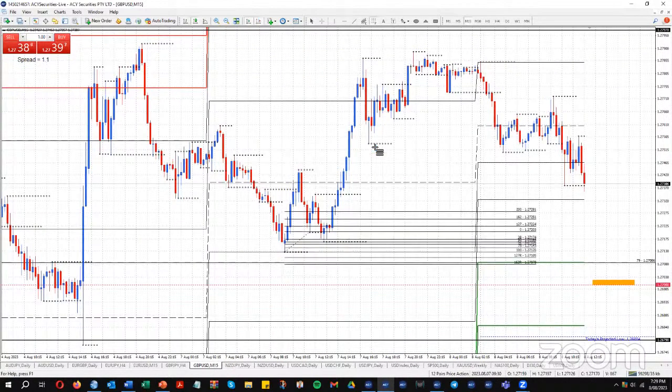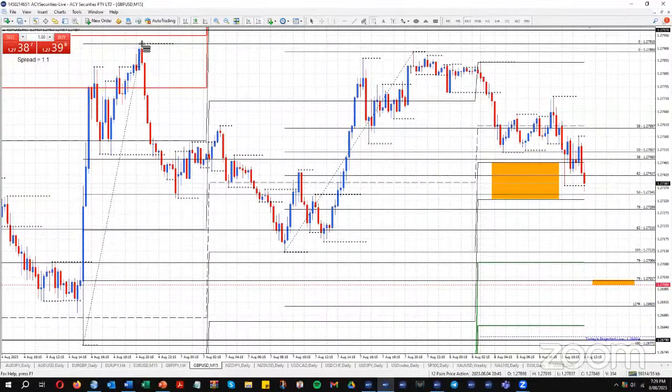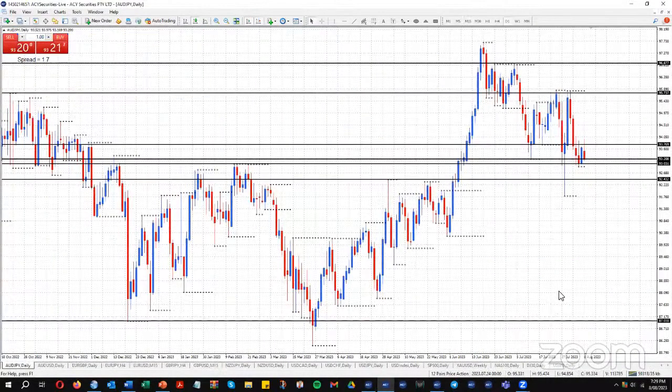All right, I'm just putting my marks back in. And that range Friday. All right, let's get into Aussie yen, which has just been holding on this weekly top. Just bounce back up to this resistance.